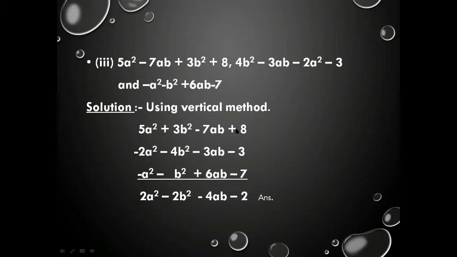From the fourth column, plus 8, minus 3, minus 7. Minus minus will be plus. Their result is minus 10 and minus 10 will be added into plus 8. So the answer, plus minus minus, 10 minus 8, the answer is 2 and the sign of 10 is minus. So we put here a minus sign. So the answer is 2a square minus 2b square minus 4ab minus 2.